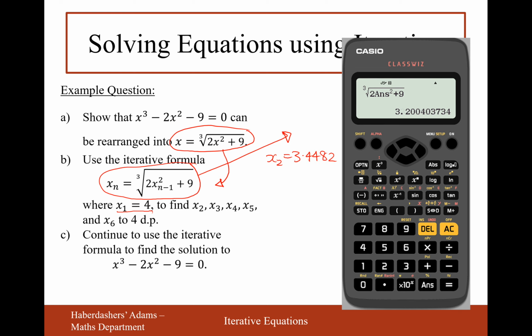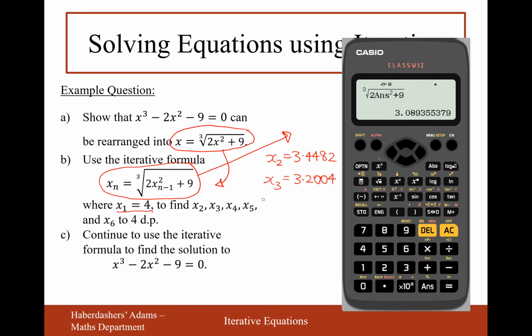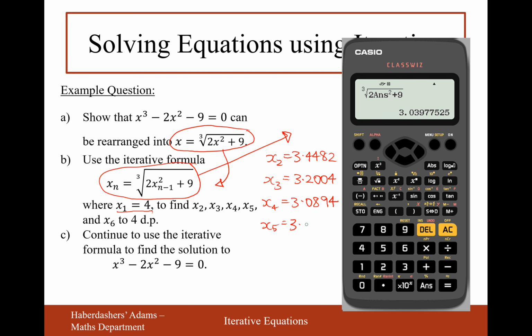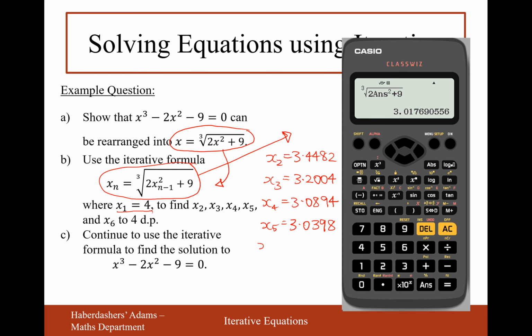3.4482. The third term in the sequence, don't change anything on the calculator, just hit the equals button again, 3.2004. Press the equals button again, x4, and we get 3.0894. Be careful of your rounding there. The fifth term in the sequence, press equals button again, 3.0398, and then press the equals button again one final time to get the sixth term in the sequence, 3.0177. There we are. You can see here it's probably going downwards. It's going downwards to our final approximate solution. So it might be heading down to something like 3.